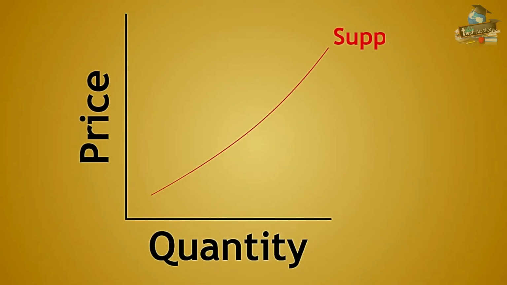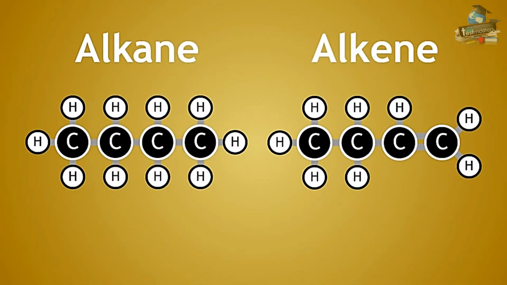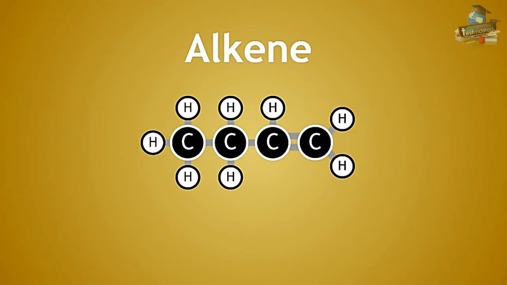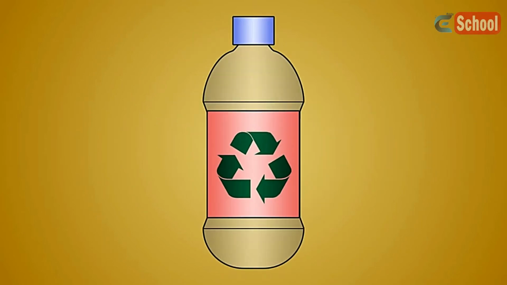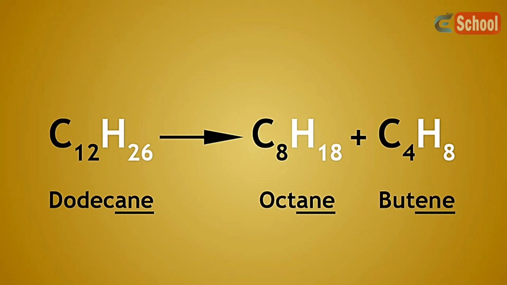This allows the supply of short chain hydrocarbons to meet the demand for them, as the longer chain alkanes are broken down into shorter alkanes and an alkene. The alkenes are also useful as these can be used in the manufacture of plastics. Here is an equation showing that C12H26 is broken down into octane and butene.